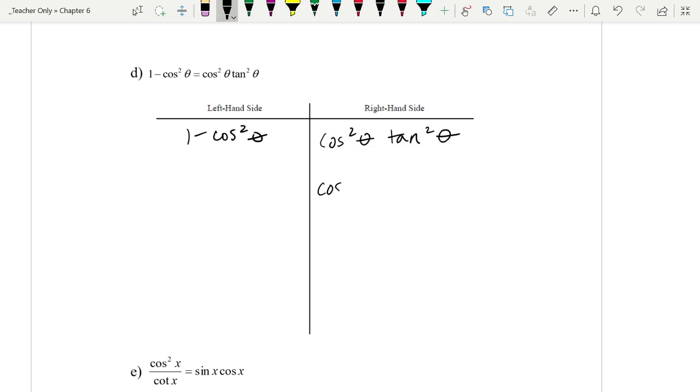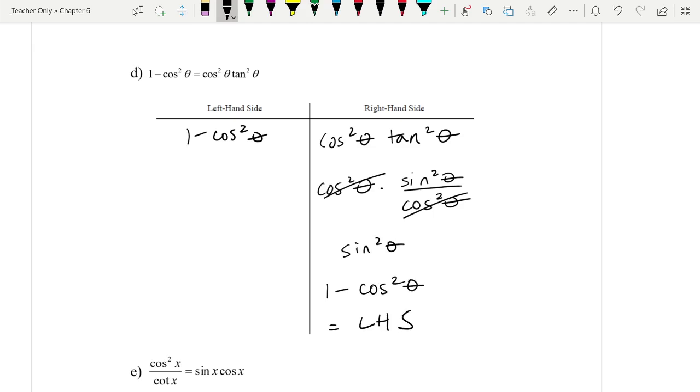It told me to take the identity that you're given and convert things into sines and cosines. Tangent is sine over cos, so tan squared is sine squared over cos squared. The cos squareds cancel because they're dividing. And there you go. 3 steps and I got it.